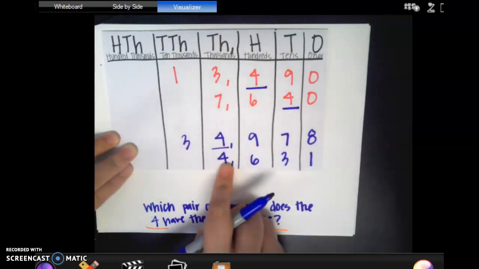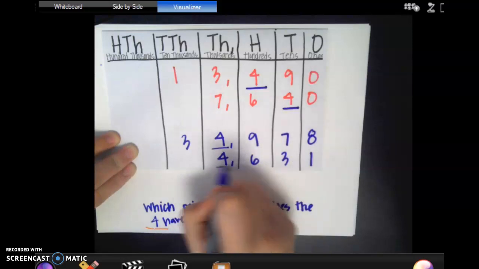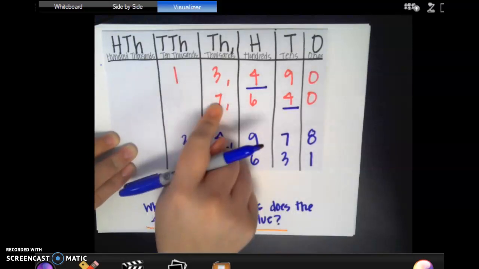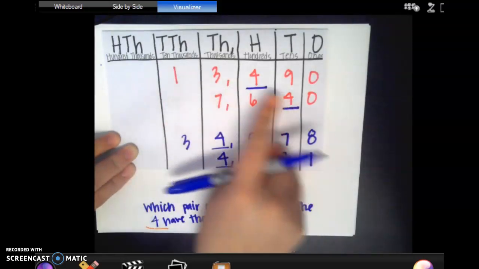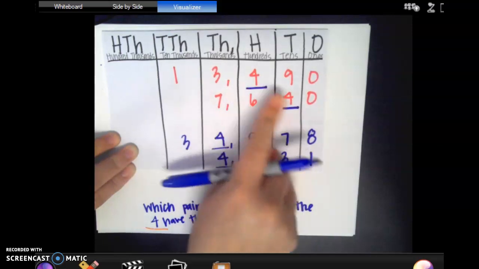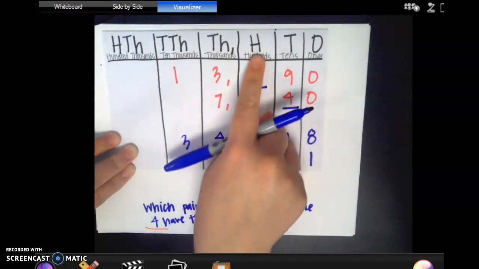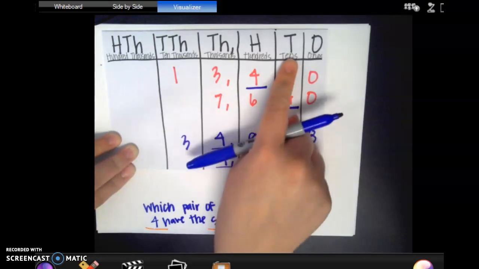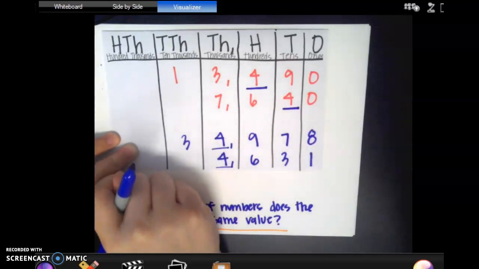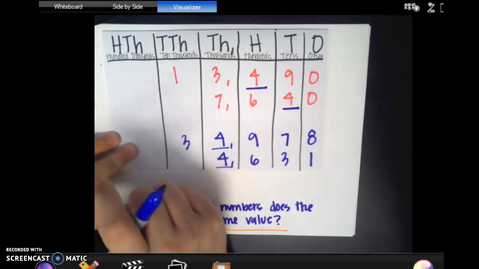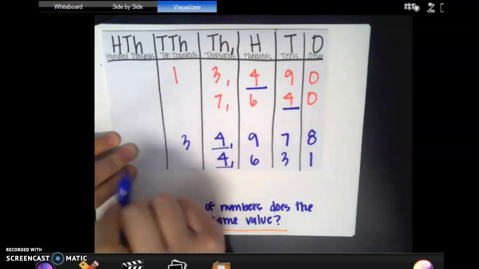34,978 and 4,631. So let's go back to this first pair of numbers. Are these two 4s, the digits 4, one is in the hundreds place value, one is in the tens place value. Are those going to have the same value? No, they're not going to have the same value.